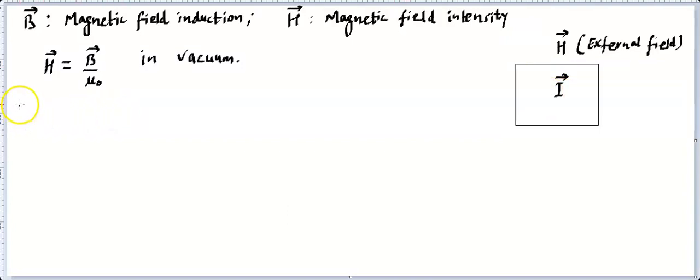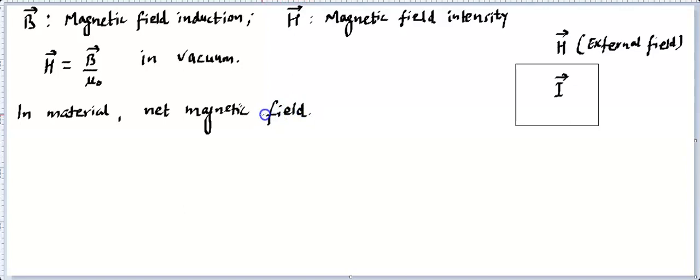We can say in the material or substance, the net magnetic field will be given by B. So the net magnetic field we are going to write as B, and that B will be equal to this H, which can be written in terms of H first. But this H has a different unit, right? So this H has to be replaced with the proper symbol.